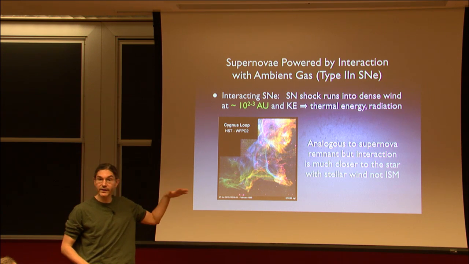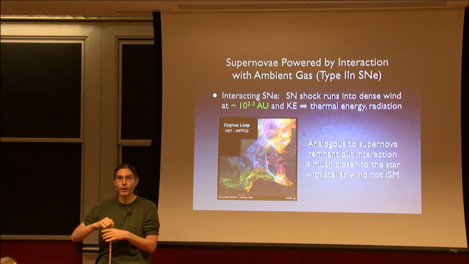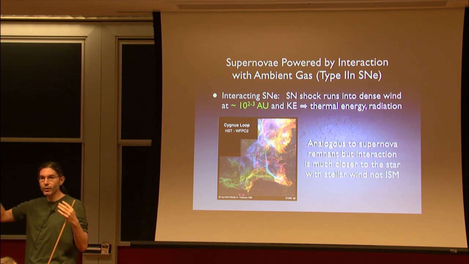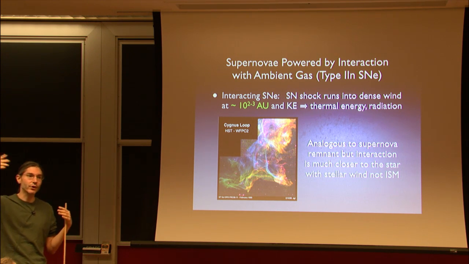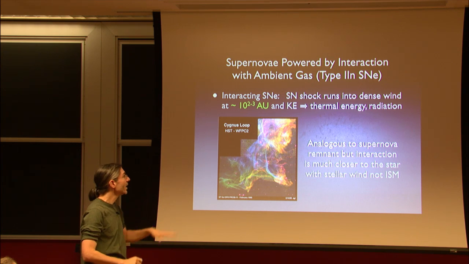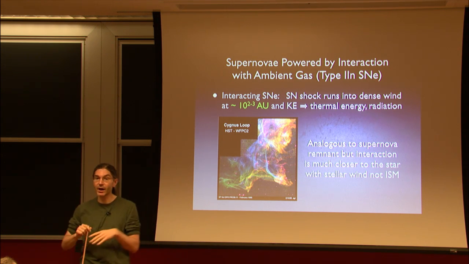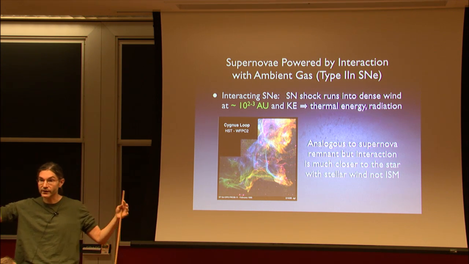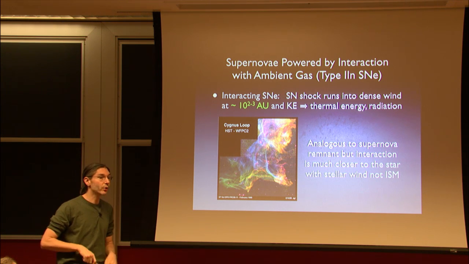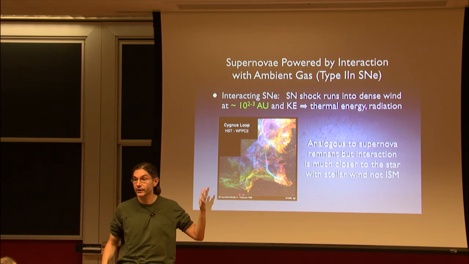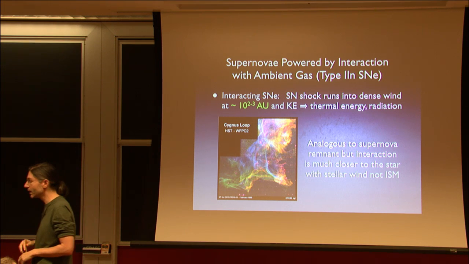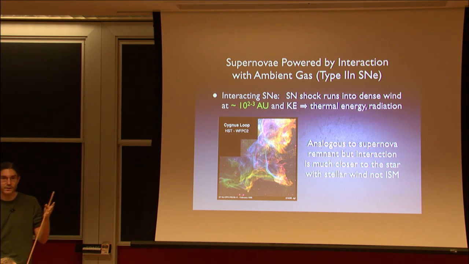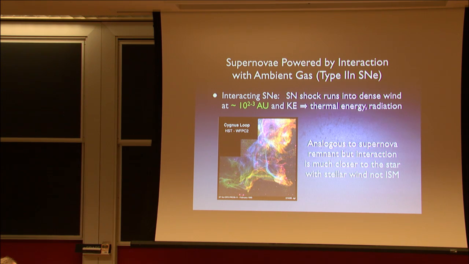So this is in some ways analogous to a supernova remnant, where you have a radiative supernova remnant. The supernova shock goes into the interstellar medium and radiates away its energy. The principal difference is this is happening not on the scales of parsecs or tens of parsecs like in supernova remnants, but on scales of hundreds of AU, so really on scales of the stellar system. So it's circumstellar interaction rather than the interstellar medium.